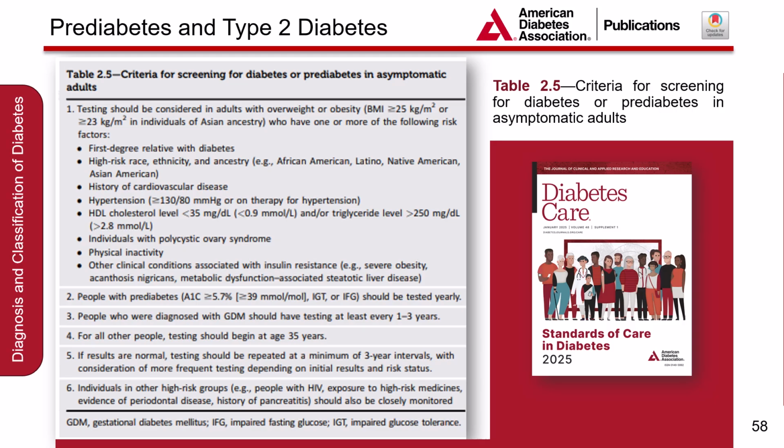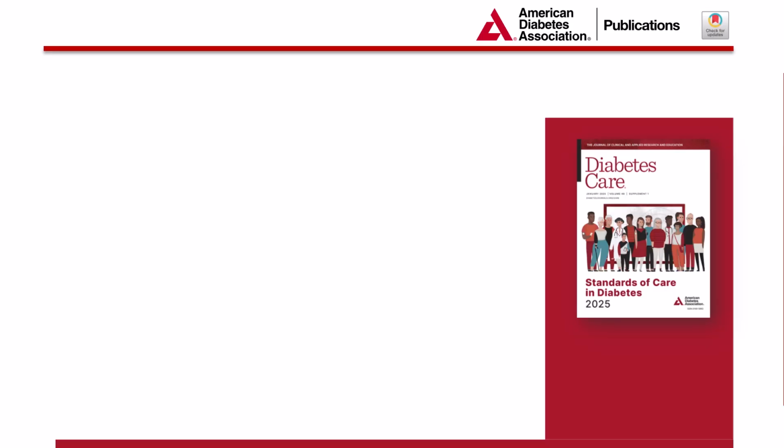5. If results are normal, testing should be repeated at a minimum of 3-year intervals, with consideration of more frequent testing depending on initial results and risk status. 6. Individuals in other high-risk groups, for example, people with human immunodeficiency virus, exposure to high-risk medicines, evidence of periodontal disease, history of pancreatitis, should also be closely monitored.